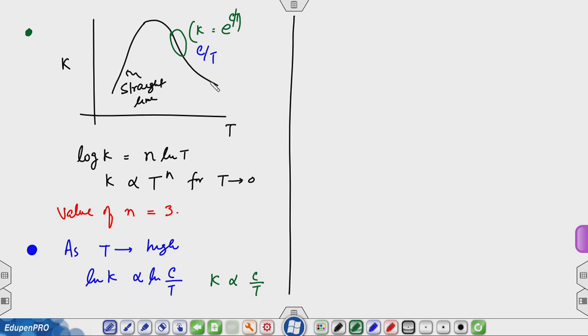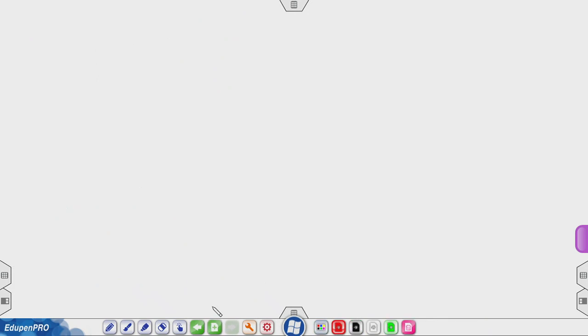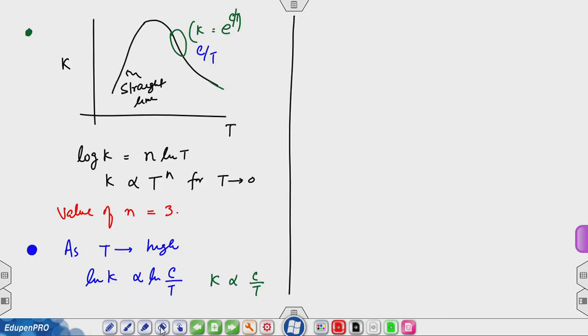So, at high temperature out here, it goes like this, the slope is -1. So, here ln kappa is minus log T. So, kappa goes as c over T, and somewhere in between it is like this. So, we have got to explain all this behavior.